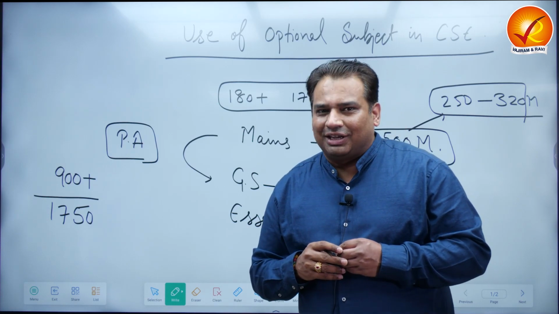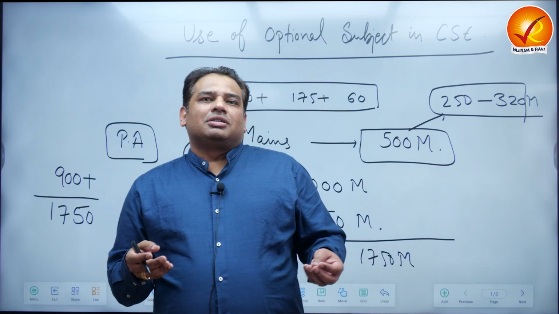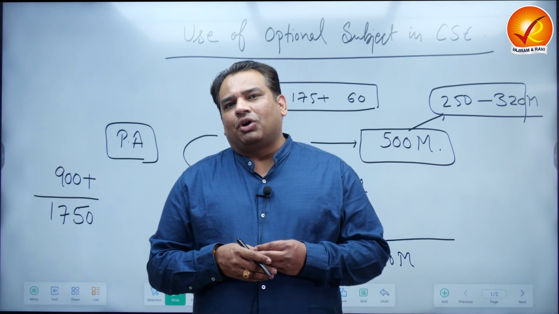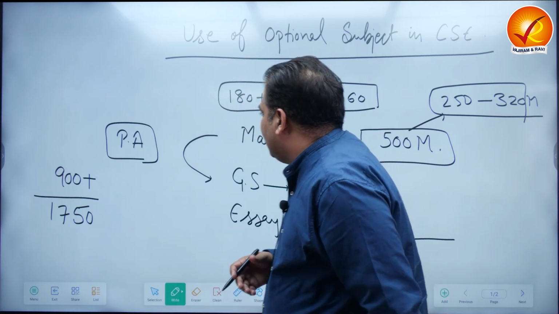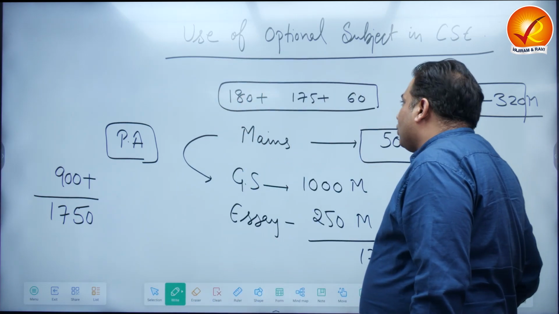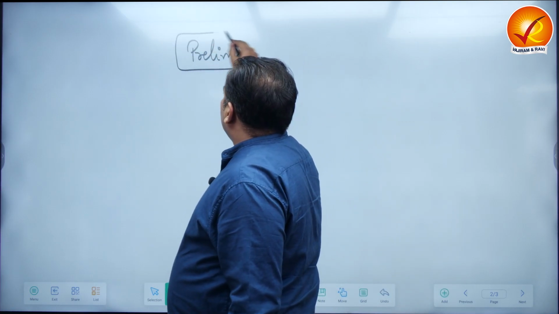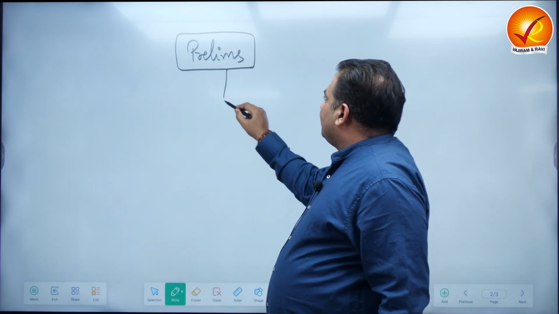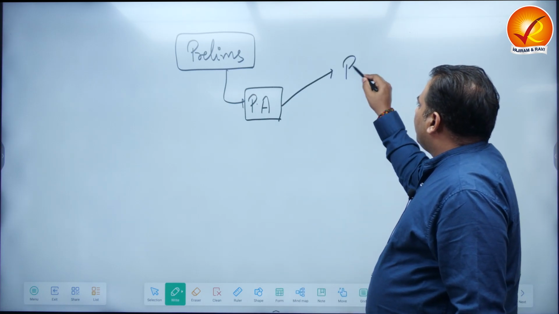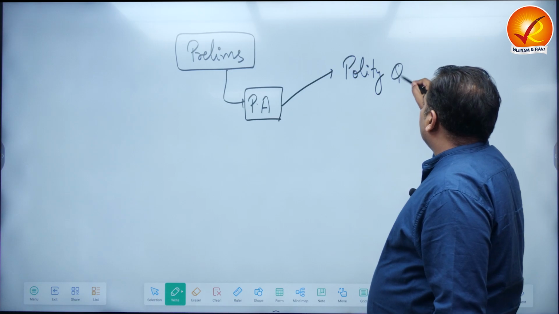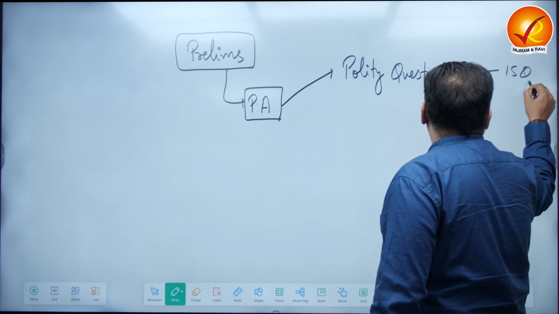In the civil services exam, every optional has a role in the mains only, but some optionals can even be beneficial for the prelims, and public administration is one such optional. What does that mean? If we look at the prelims, even in the prelims, the public administration optional will help you answer polity questions, which are in the range of 10 to 15 questions.